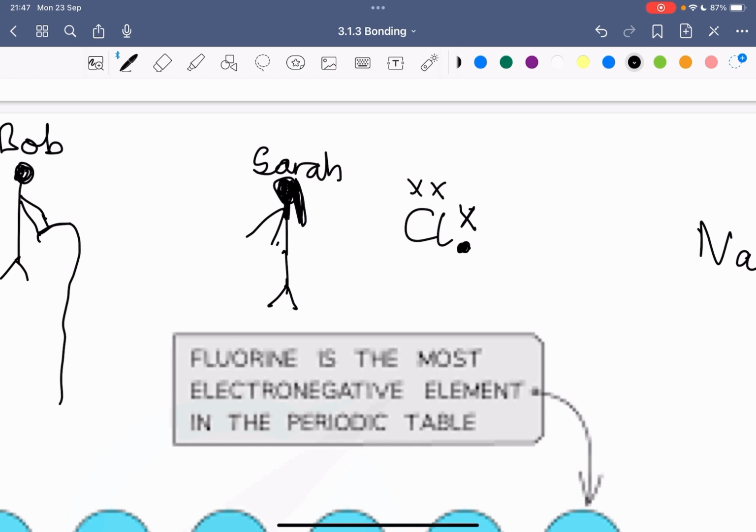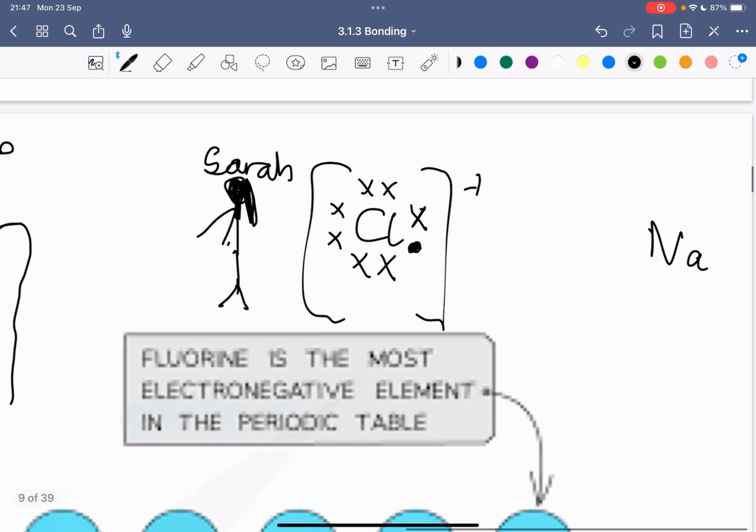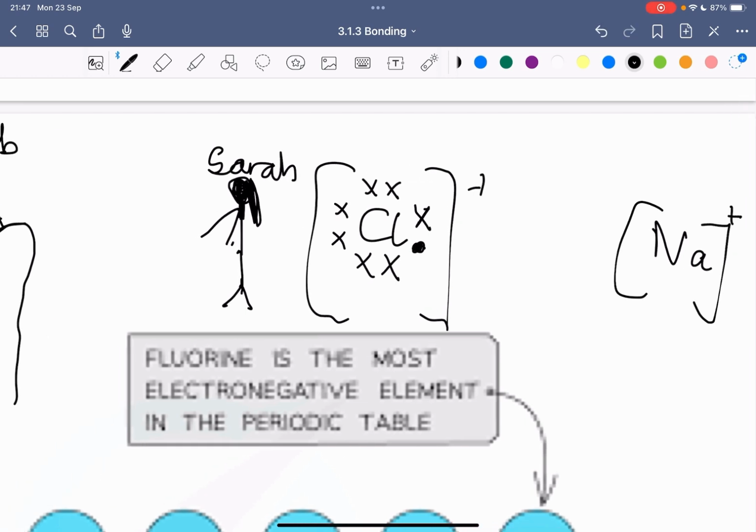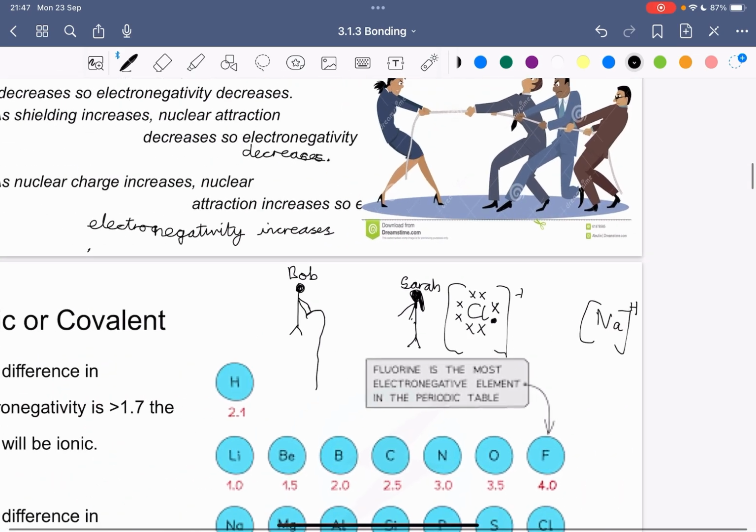So if we draw the rest of the electrons that weren't involved in the bond, then we have our ion, our outer shell, and then this becomes -1, and this becomes +1, right? And then we have our ionic bond, okay? So this kind of explains what we were talking about in the previous video. It links back to it, okay? So this is the explanation of why ionic bonds are formed, okay?